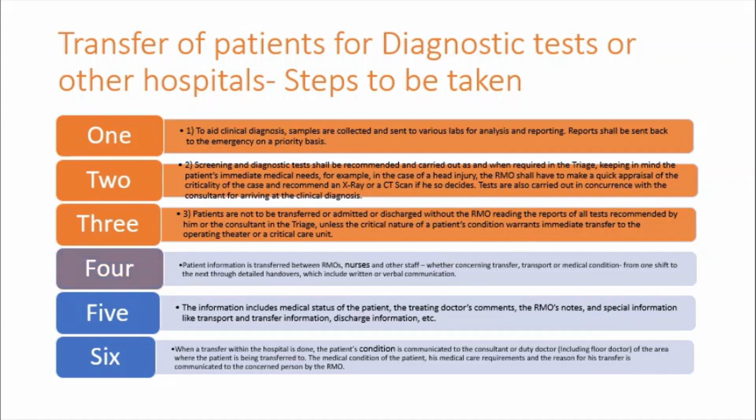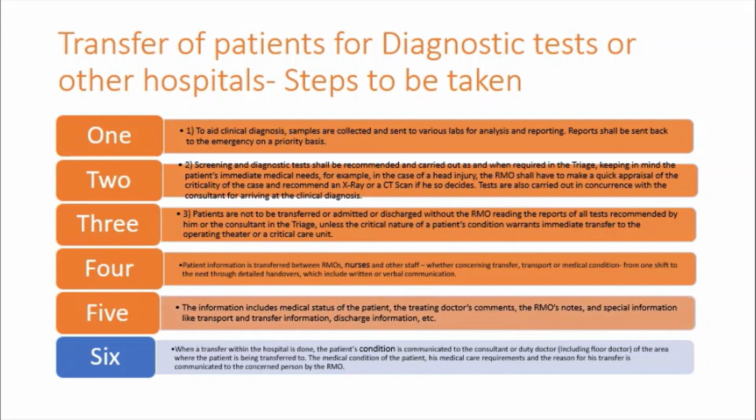4. Patient information is transferred between RMOs, nurses and other staff, whether concerning transfer, transport or medical condition, from one shift to the next through detailed handovers, which include written or verbal communication. 5. The information includes medical status of the patient, the treating doctor's comments, the RMO's notes, and special information like transport and transfer information, discharge information, etc.